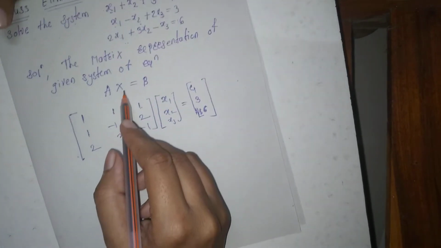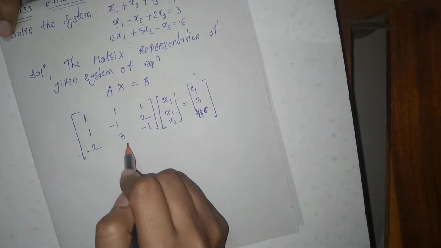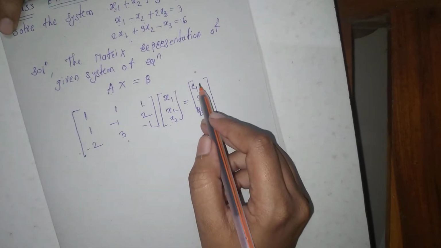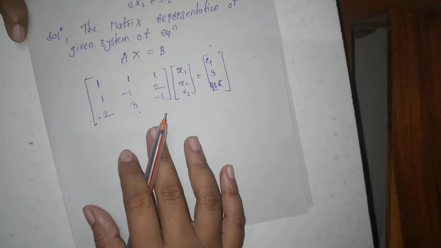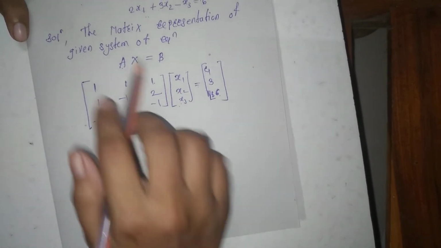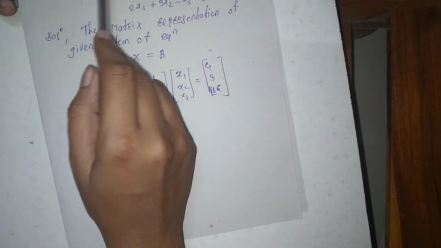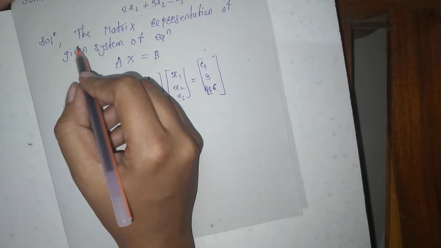This gives AX equal to B, where A is the coefficient matrix, x1, x2, x3 are the three variables, and B is 4, 3 and 6. Now we reduce matrix A to row echelon form, because we find the solution by the Gauss elimination method.